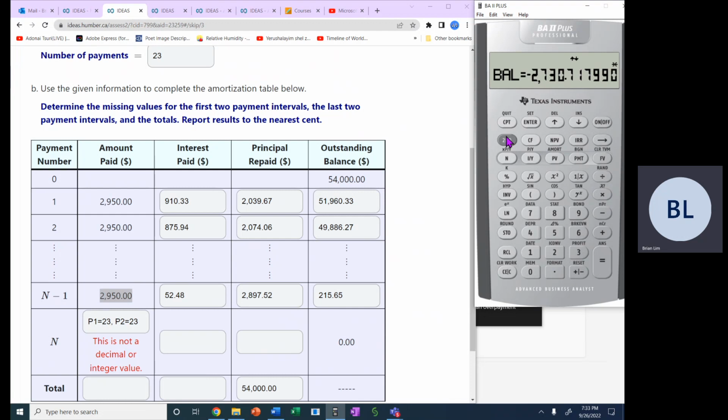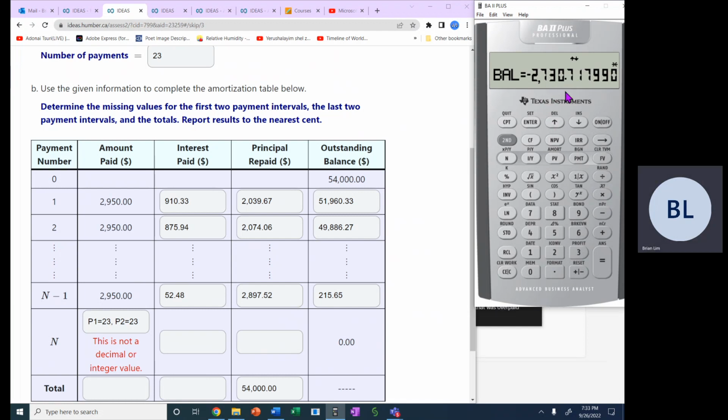How do we know? Well, let's come out of here and let's recall N. N is 22.0737605. So the 23rd payment, if we pay $2,950, it will be an overpayment. So let's go back into the amortization table and go after the balance. Now this is the amount that was overpaid.